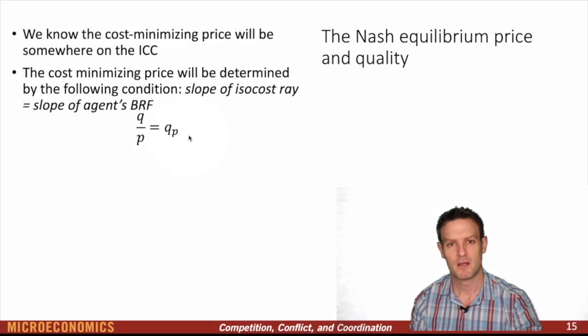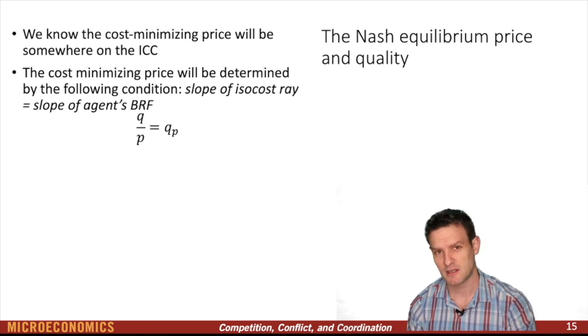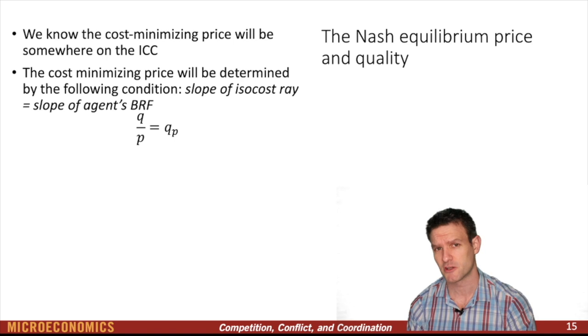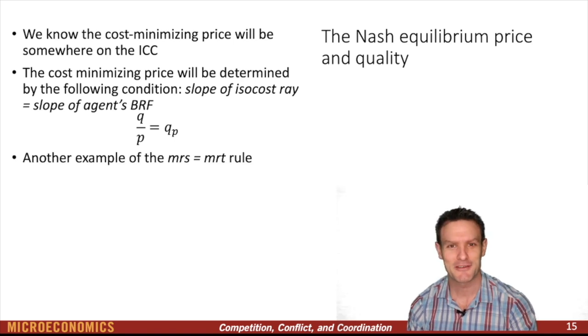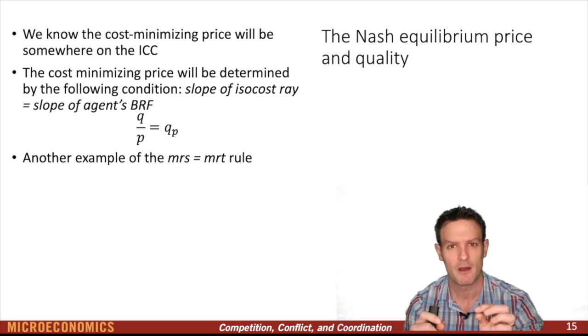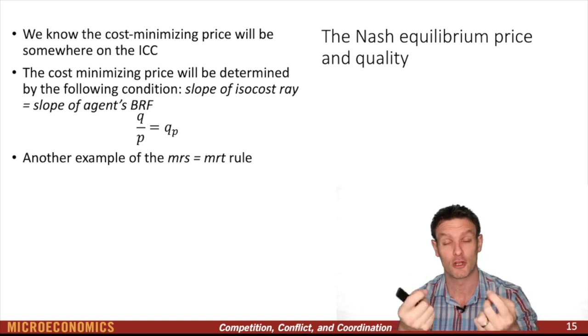So slope of the iso cost ray, Q over P, equals slope of the best response function, Q sub P. So what do we have to do to find Q sub P? We'd have to differentiate the best response function with respect to P, which is what the principal would do. And that was what would allow us to eventually find the Nash equilibrium combination of price and quality. Now, when we see this, slope of isocost ray equal to slope of best response function, that should immediately set off alarm bells. And those alarm bells should be telling us that, yes, we remember, this is the same marginal rate of substitution equals marginal rate of transformation rule that you've learned previously.